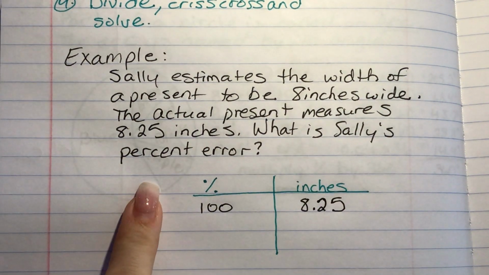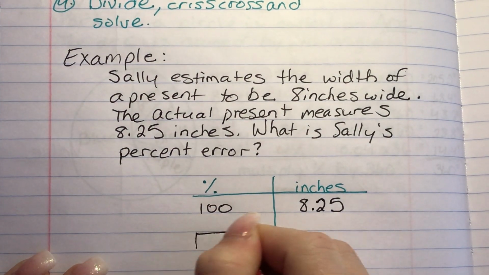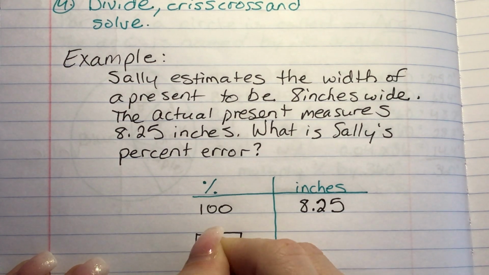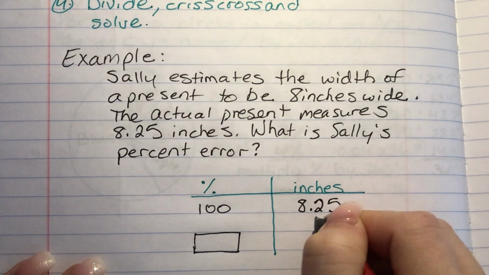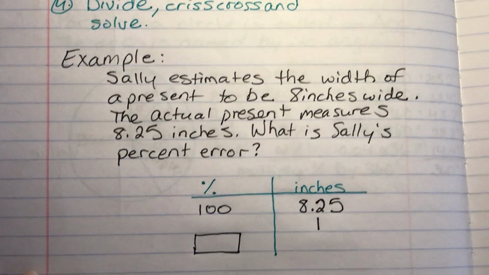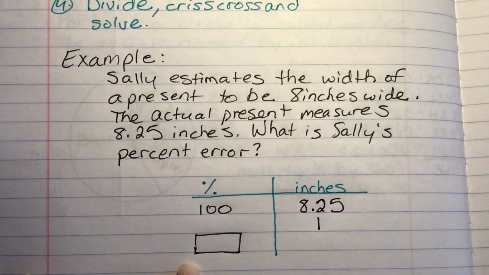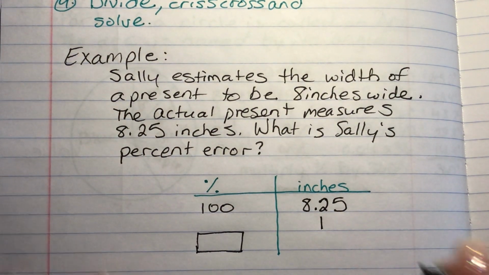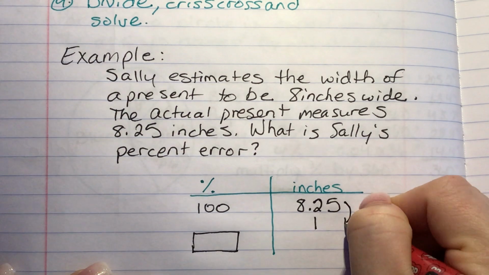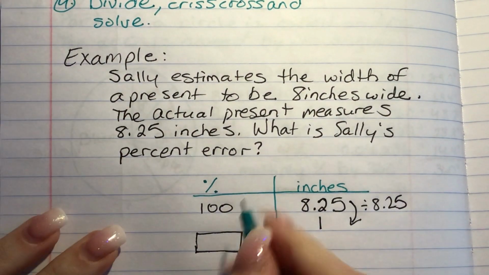So what is Sally's percent error? So we're solving for the percent. So that means the 1 is going to go where? Under the 8.25. Because remember, you can't have the blank and the 1 on the same side. That's not solvable. Okay? So whatever you're solving for, the 1 goes on the opposite side. All right. So we know to get from 8.25 to 1, we divide by 8.25. So I'm going to do the same thing over here.